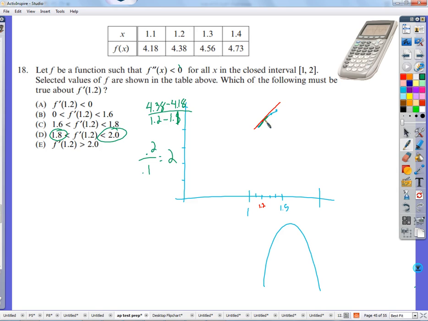Because it's concave down. It's really key. If we didn't know that, we couldn't really say that, because it could do all sorts of things like that, and we would have no idea what the slope was, unless maybe they gave us some other kind of information.